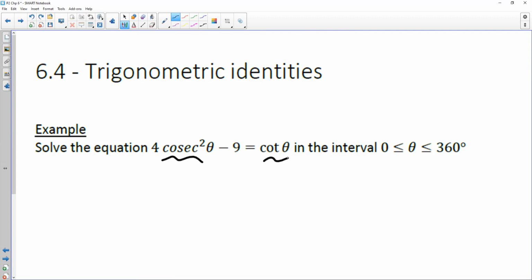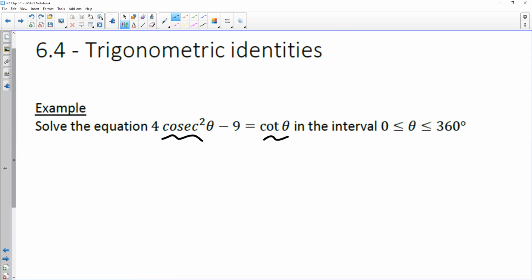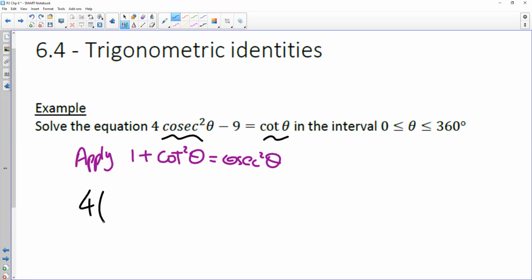So in this case, we can apply our identity that 1 plus cot squared equals cosec squared. So here I'm going to apply 1 plus cot squared theta equals cosec squared theta. So straight off, I'm going to change the cosec squared to 1 plus cot squared theta, minus 9 equals cot theta.